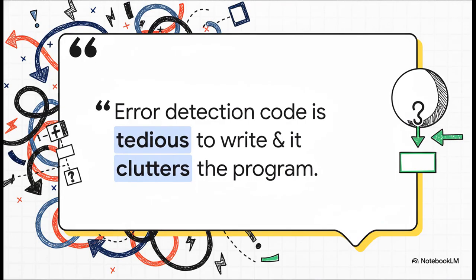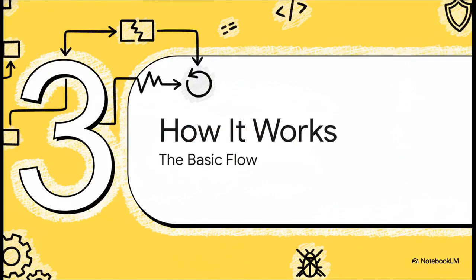I mean, think about the alternative, right? Without a formal system for this, things get messy, fast. As one of our sources points out, error detection code is tedious to write and it clutters the program. You'd end up stuffing your code with if-this-then-that checks everywhere, and your main logic would become almost impossible to read. Okay, so we get the what and the why.